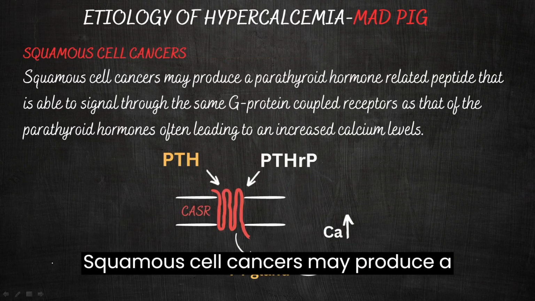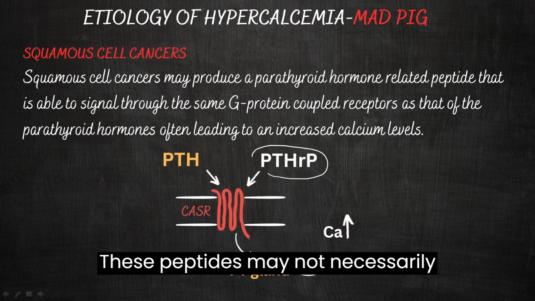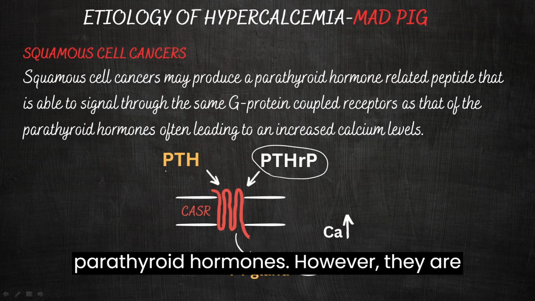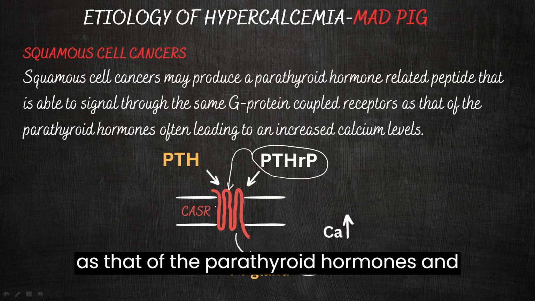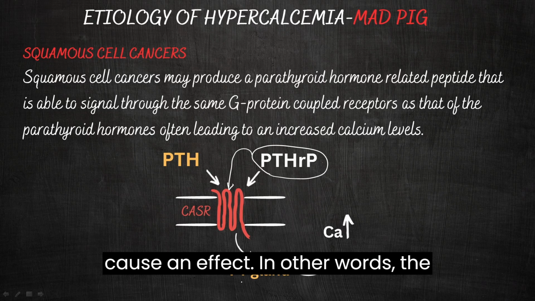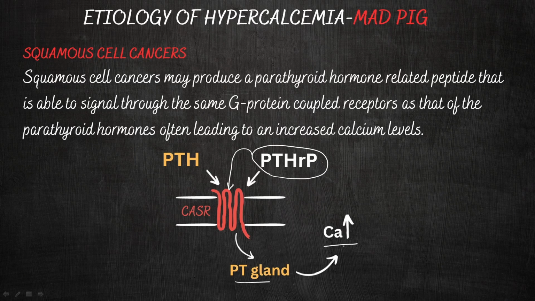Squamous cell cancers may produce a parathyroid hormone-related peptide. These peptides may not necessarily be similar in structure to the parathyroid hormones. However, they are able to signal through the same receptors as that of the parathyroid hormones and cause an effect. In other words, the parathyroid gland subsequently releases calciums.